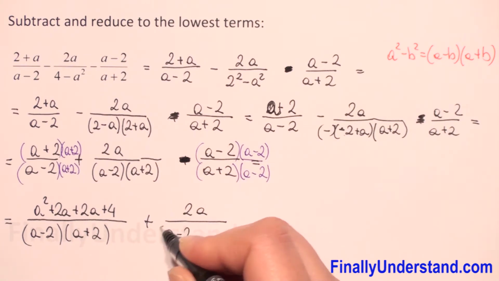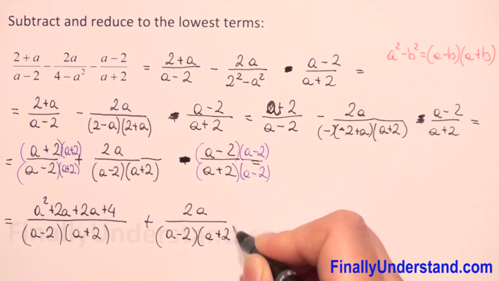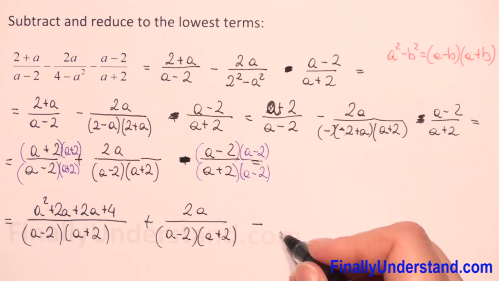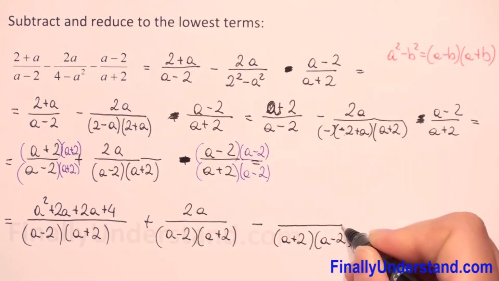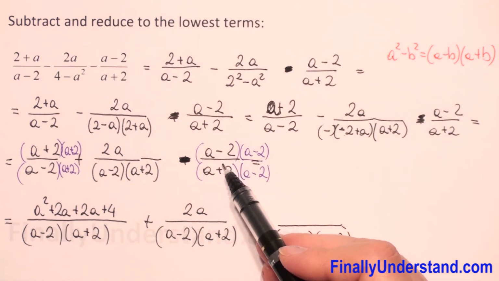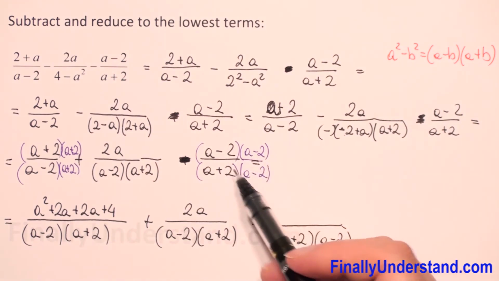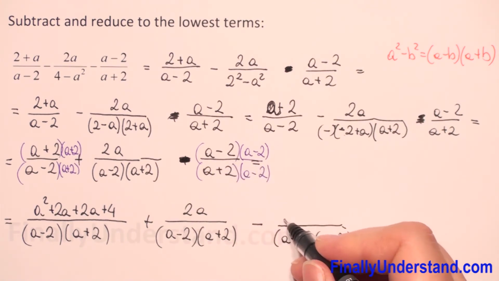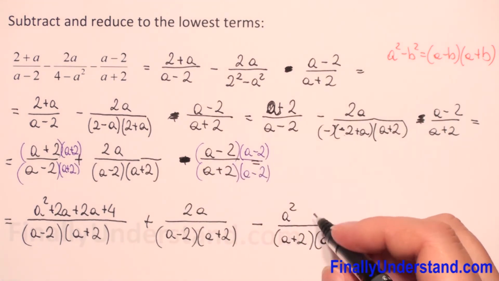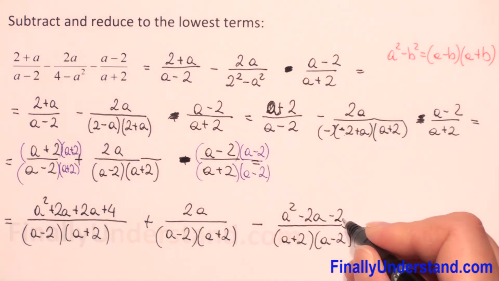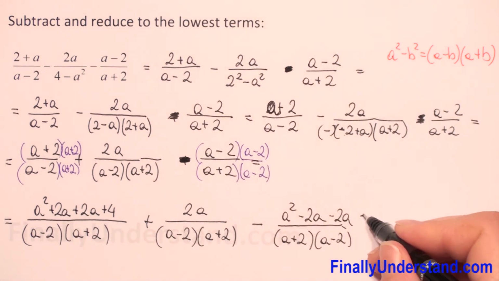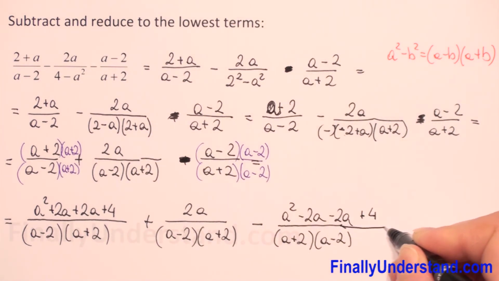The denominator is the same, so we don't have to do anything. We just copy, and now we have a negative sign, and the denominator we have to copy. In the numerator we have to do multiplication, every term in the first parenthesis times every term in the second parenthesis. So 2 times a is a squared. A times negative 2 is negative 2a. Negative 2 times a is negative 2a. Negative 2 times negative 2 is positive 4.